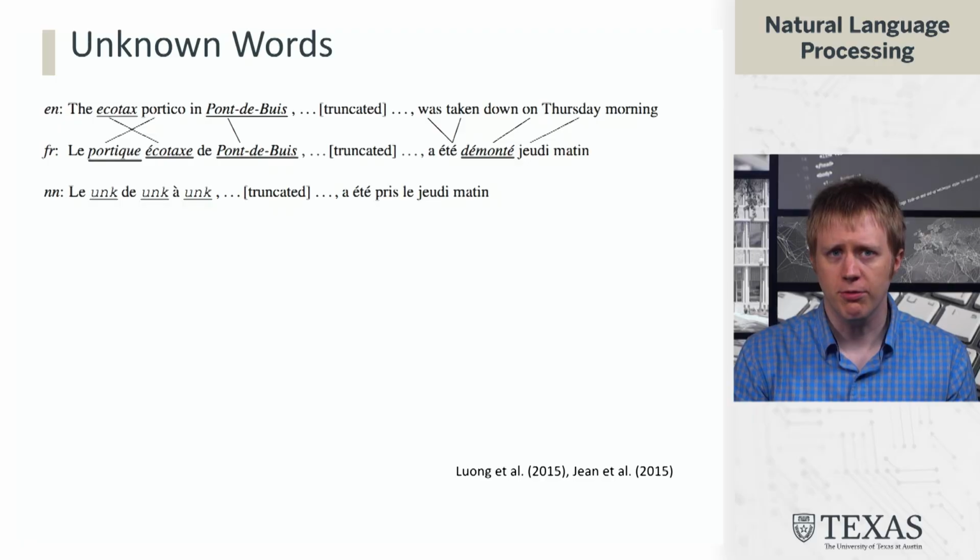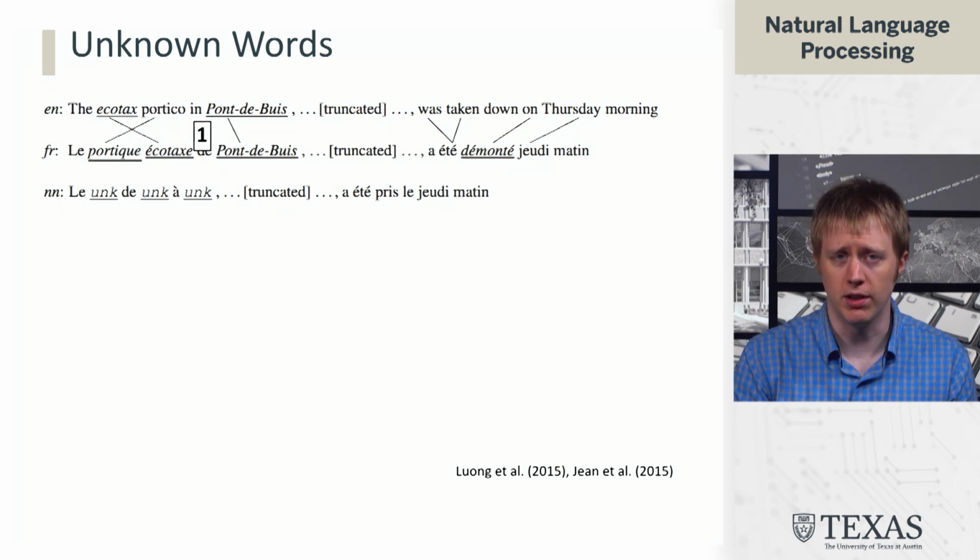In this segment, we're going to talk about copy mechanisms and pointer networks. This is going to leverage the same kinds of ideas from attention, but enable us to go even further in terms of consulting the input and using that when generating our output. To start off, we're going to look back at the example about Pont de Buis and focus on how we generate this token and how we would do this correctly.